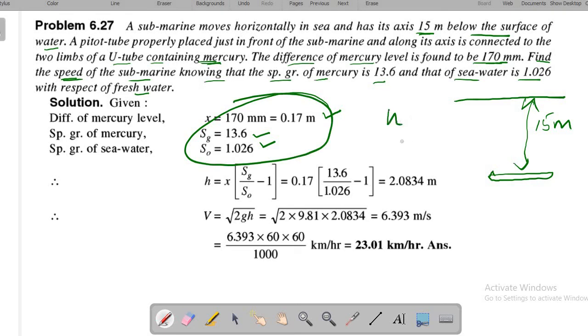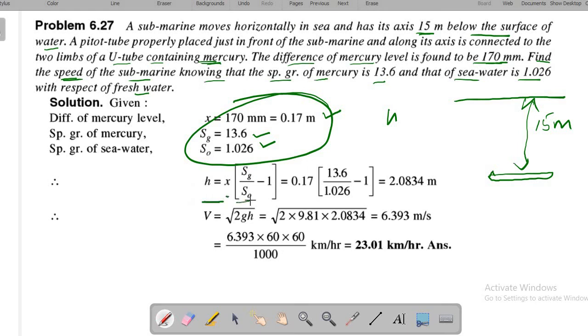Once we got the H, then we have to calculate the velocity, which is equal to Cv into root of 2gh. But they didn't say anything about the Cv, so neglect Cv over here or take it as 1. So from that you can calculate the velocity of the submarine. So for that I have to calculate H first.